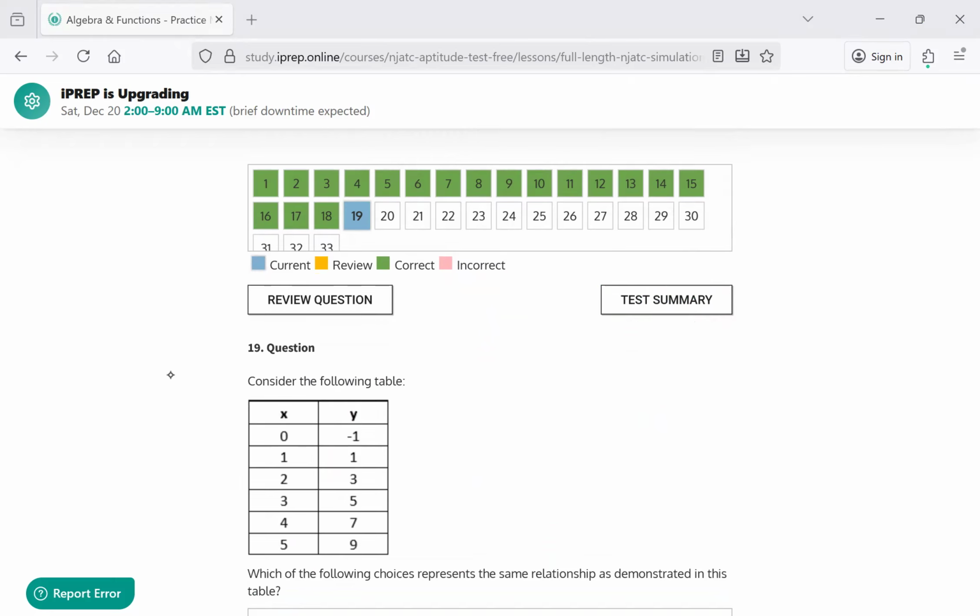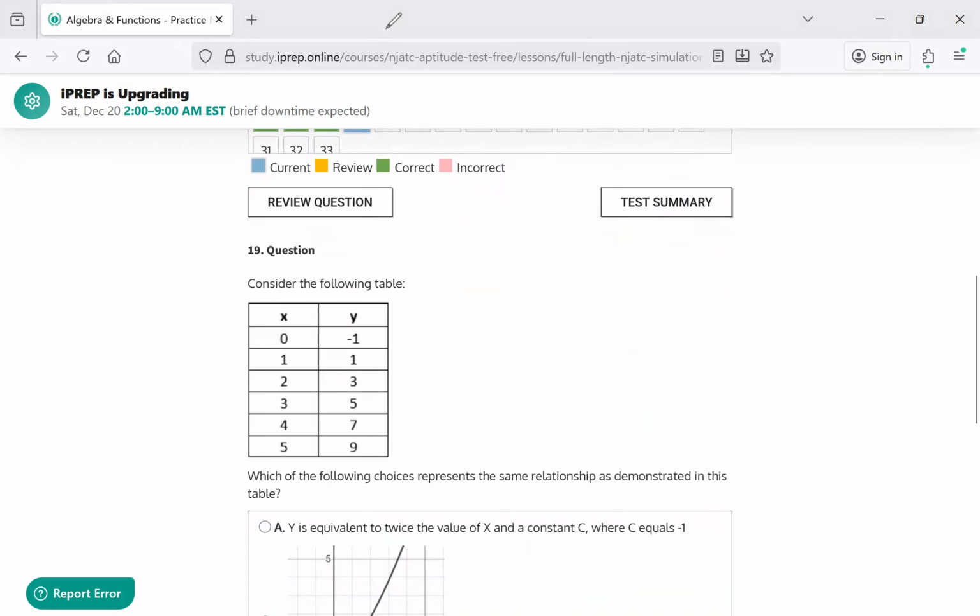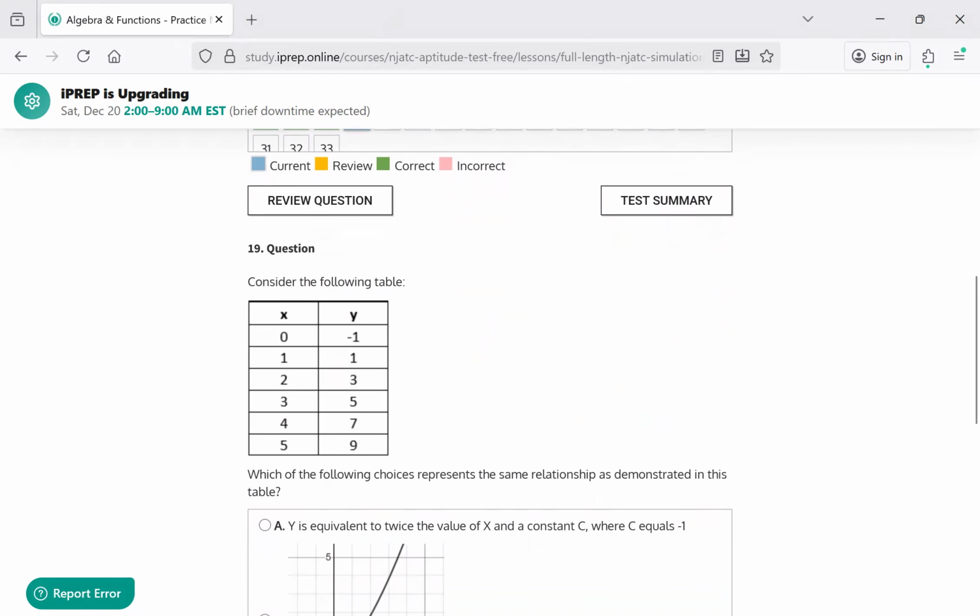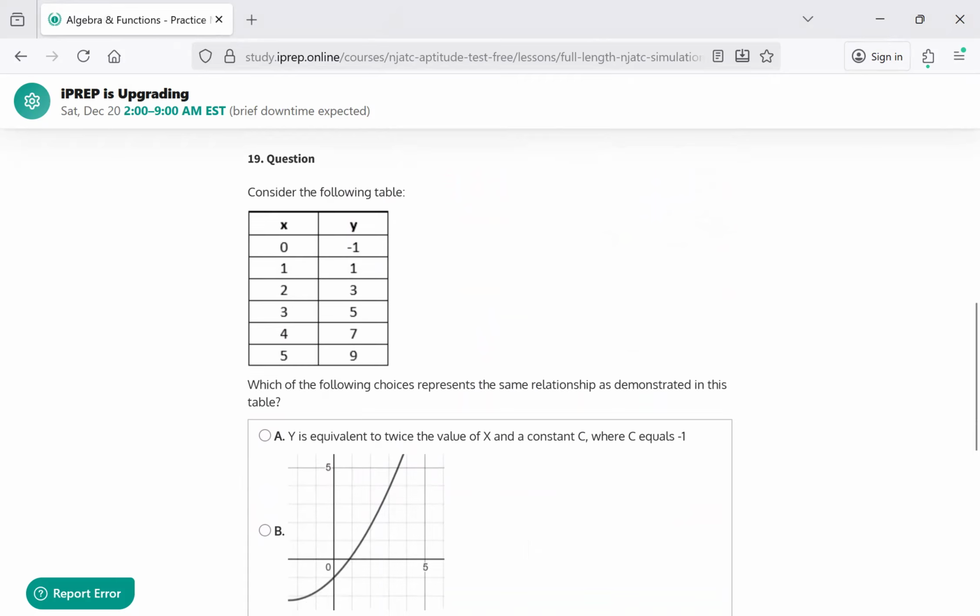Okay, number 19, consider the following table. The question states, which of the following choices represents the same relationship as is demonstrated in this table? So they give you a table, which one of these makes it true? So is it letter A? y is equivalent to twice the value of x and a constant, where c equals -1? So letter A, that looks like it's a linear line, right? Is this a linear line? So how do we know based on this table this is a linear line?